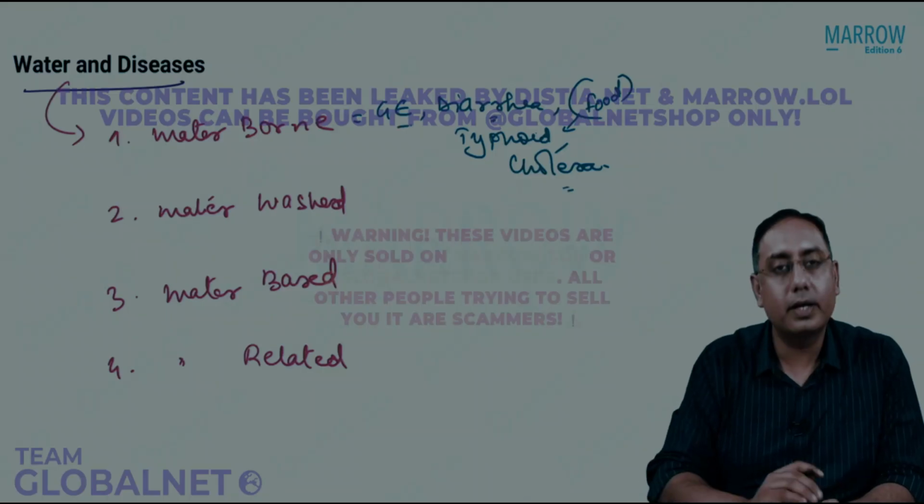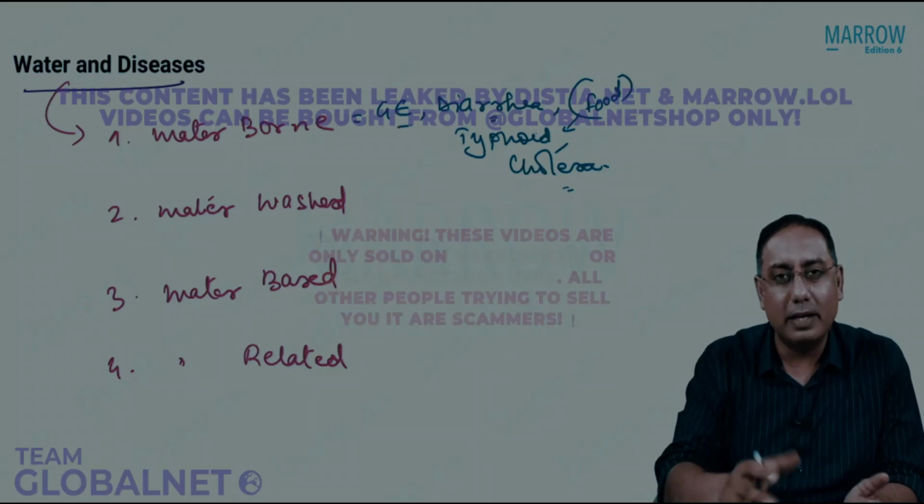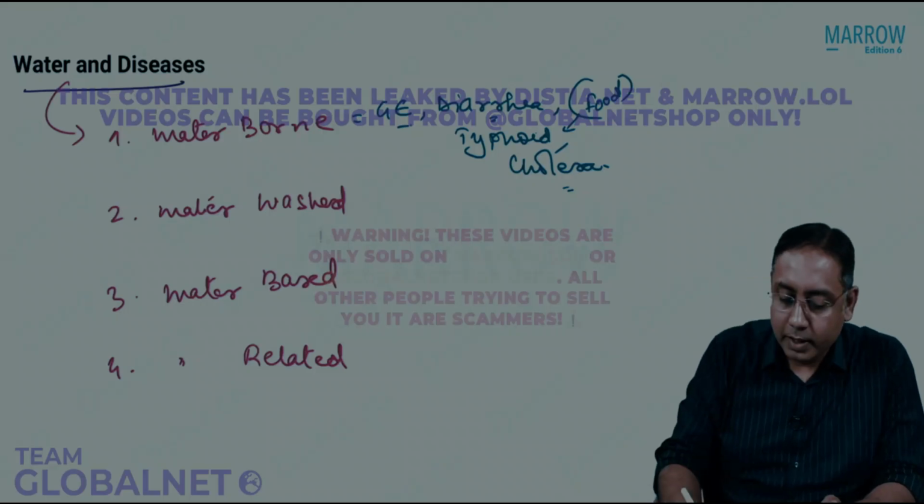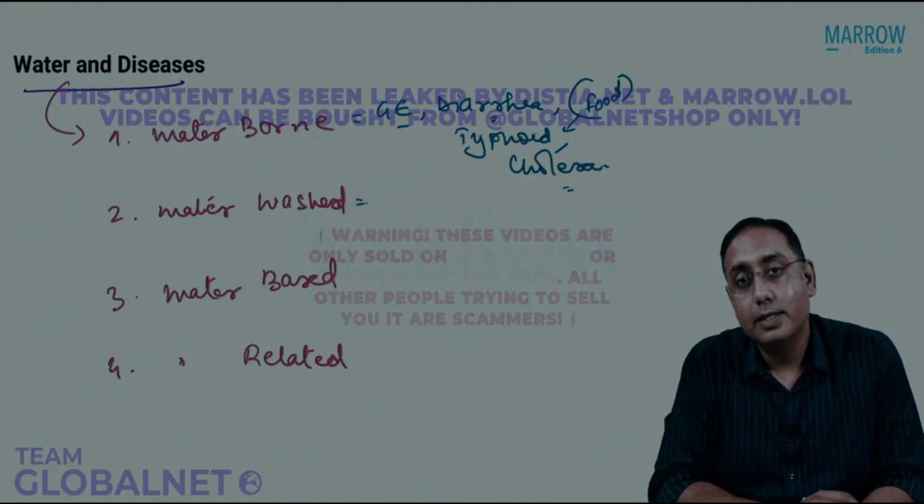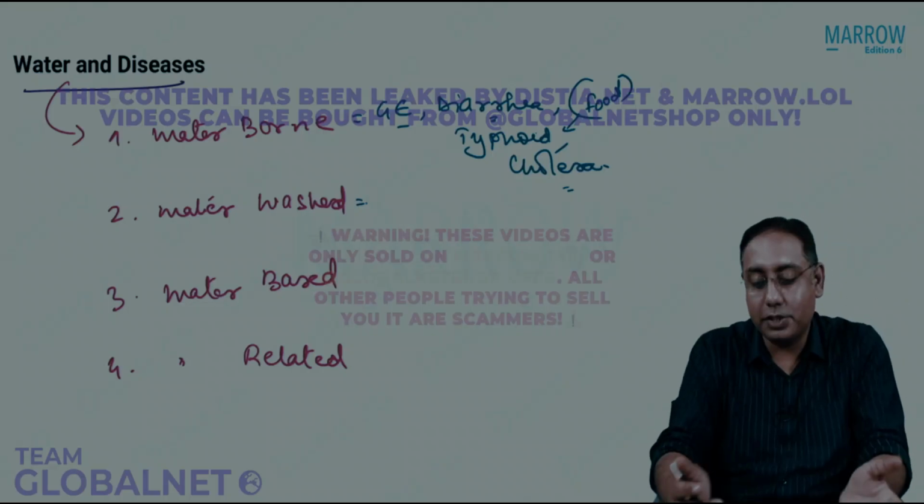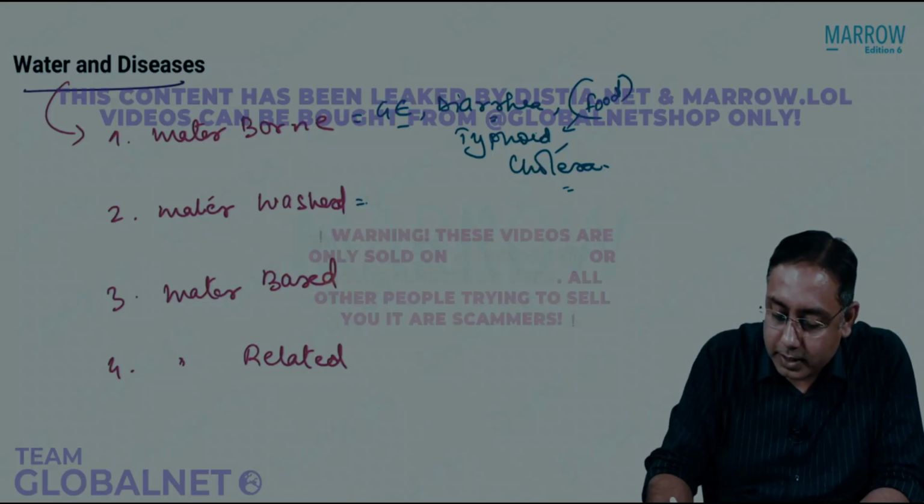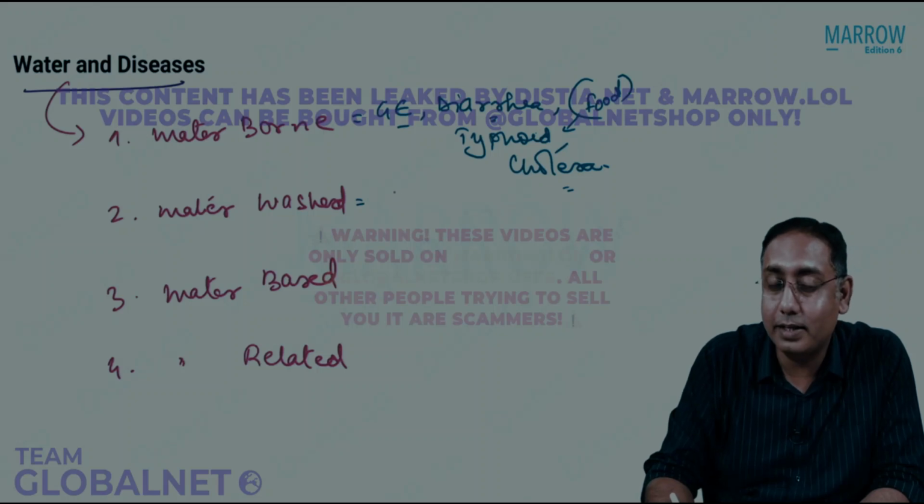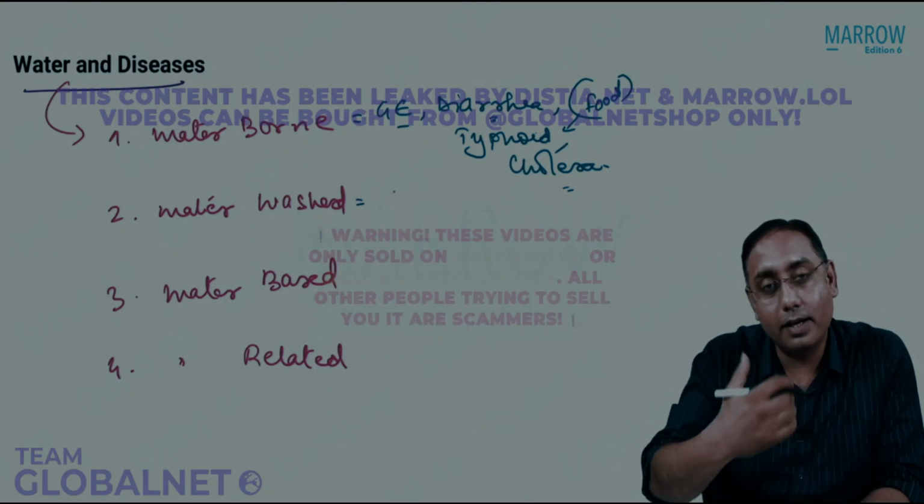Cholera, diarrhea, gastroenteritis, all are waterborne infections. Salmonella infection, all are waterborne. Next, what do you mean by water washed? Some diseases are washed by water, that is by safe sanitation, by good sanitation. So for example, by good sanitation or better hygiene, they are washed away.